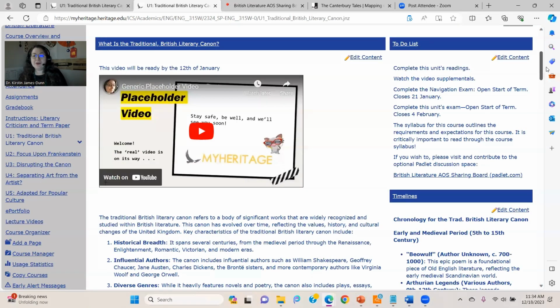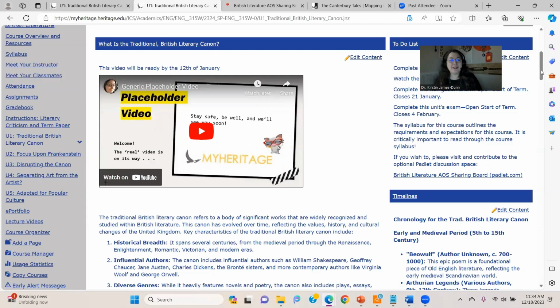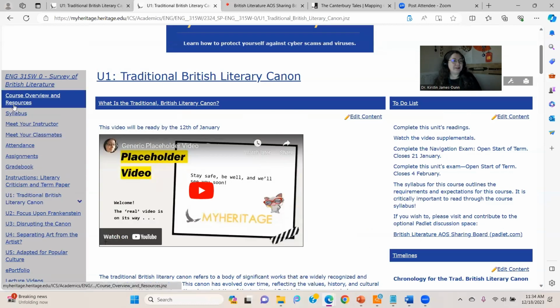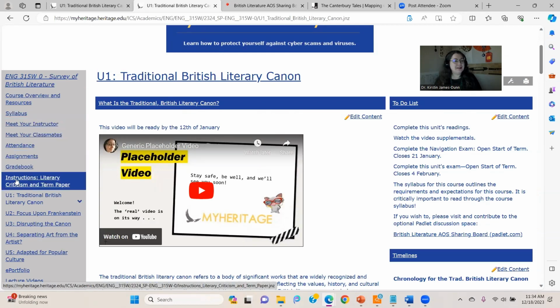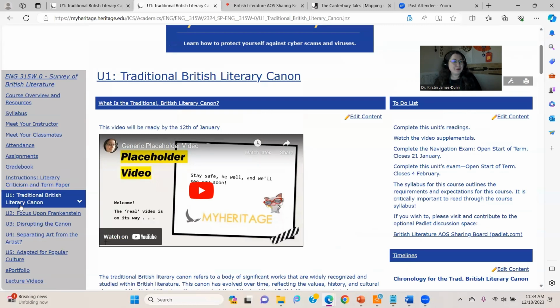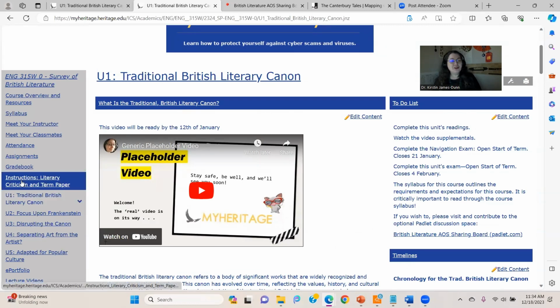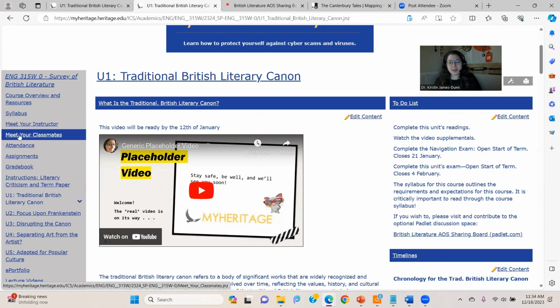Okay, so we have those, and then the syllabus for this course outlines the requirements and expectations for the course, and it's critically important that you read through it. Again, let me remind everyone that you can find to the far left in the navigational panel the syllabus. You can also find the unit, like the unit that we're in right now, instructions for the term paper that is due by the end of the term. You can find additional information about me and your classmates all available. So this is our transitional panel.